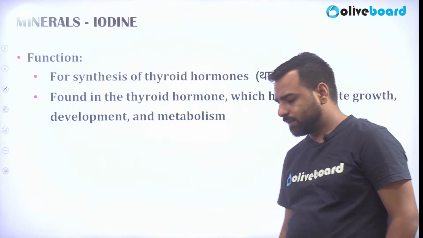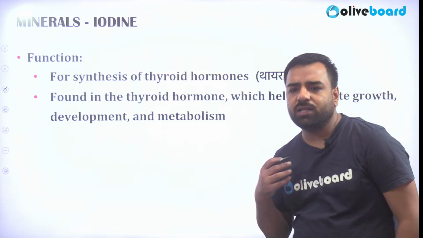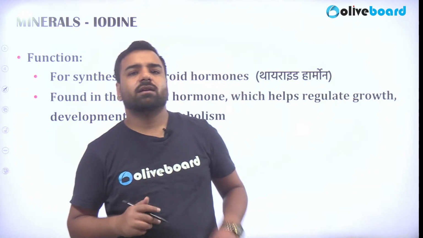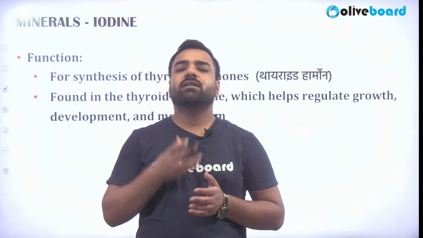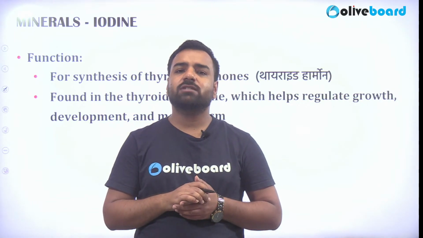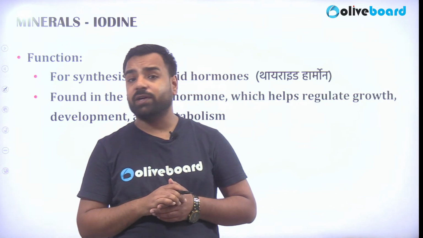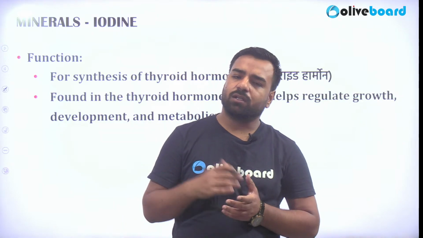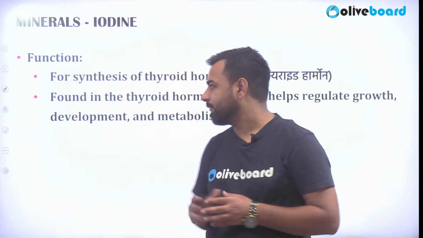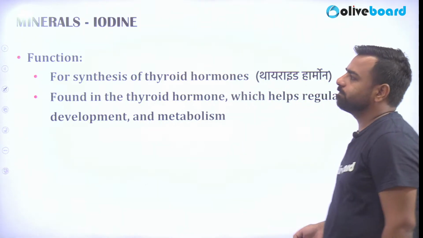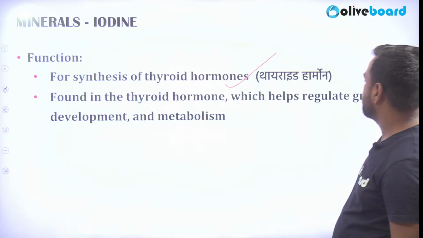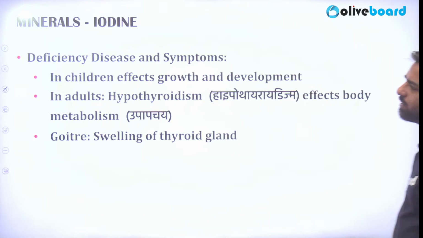Next, iodine. So guys, iodine actually helps in the synthesis of thyroid hormones. Because of the lack of iodine, this area, your throat, will swell. That is known as goiter. In order to resolve the issue, we go with the isotope of iodine, that is iodine 131. So iodine is used for the synthesis of thyroid hormone, which helps regulate growth, development, and metabolism.